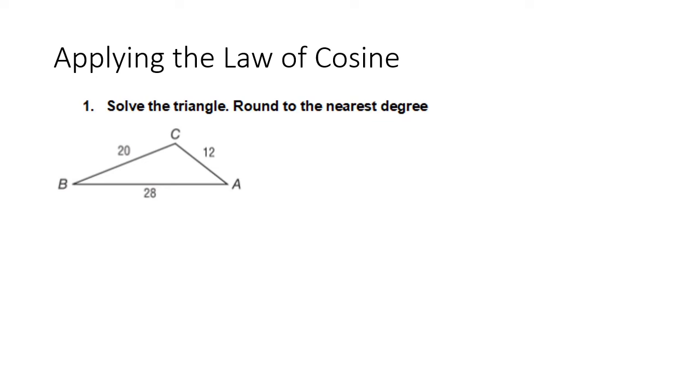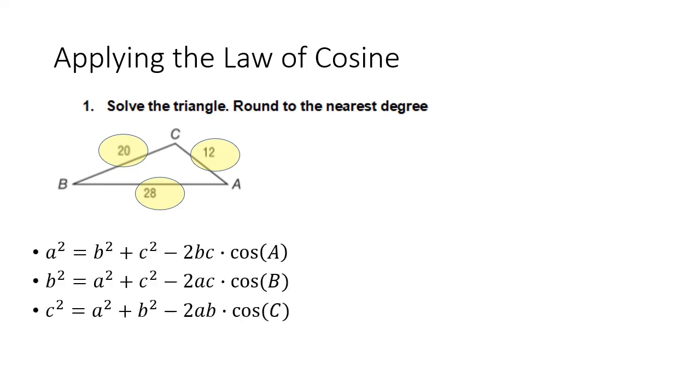Now, usually in a triangle where you have to solve for everything, if you do have to use the law of cosine, you'll only have to use it once. Once you get one of those angles, you'll be able to use law of sines because you have a pair. So here we have a side, side, side situation. We can use any one of these three. It just depends on which one you want to use first.